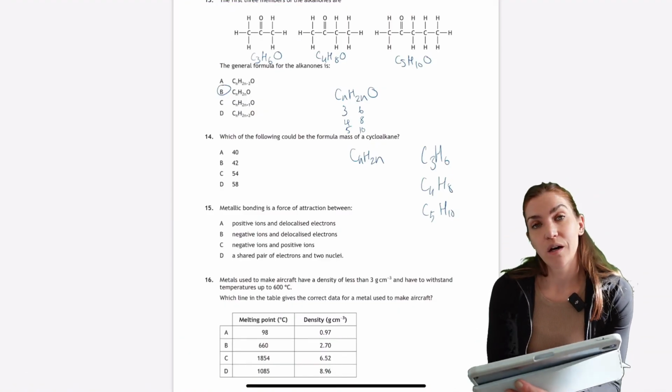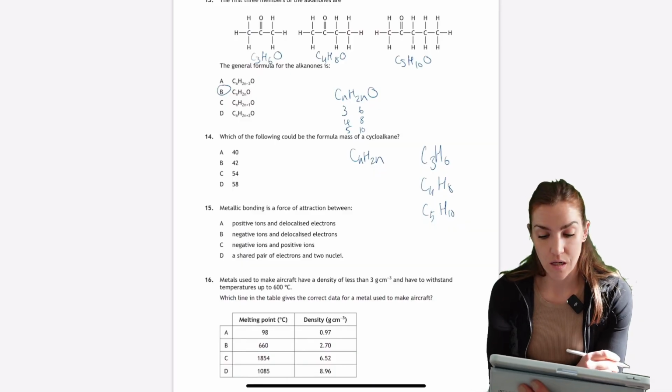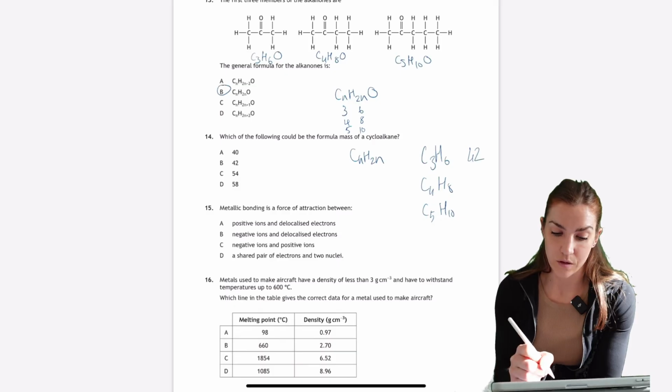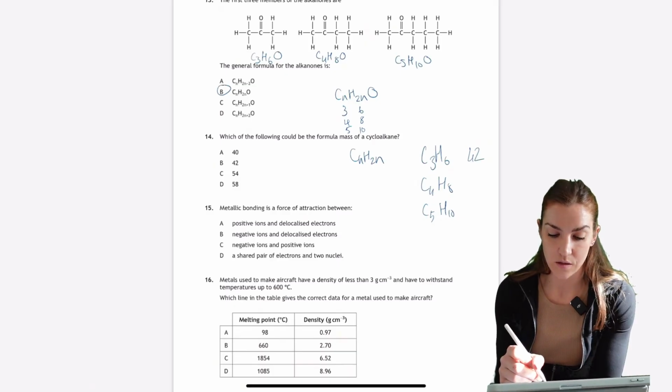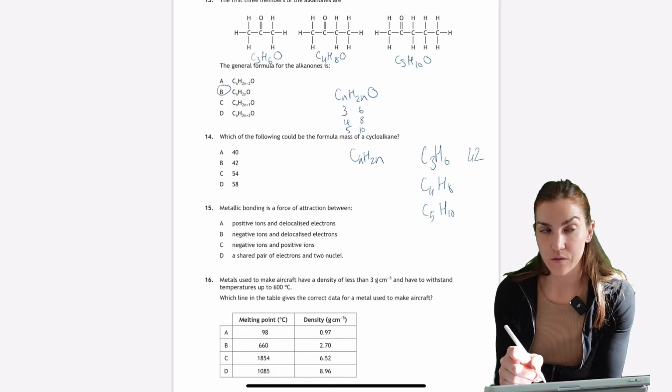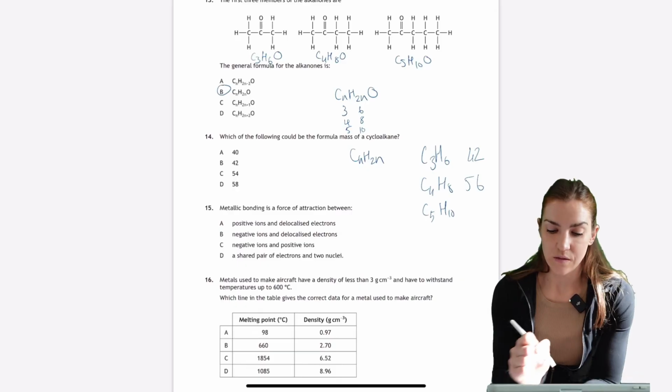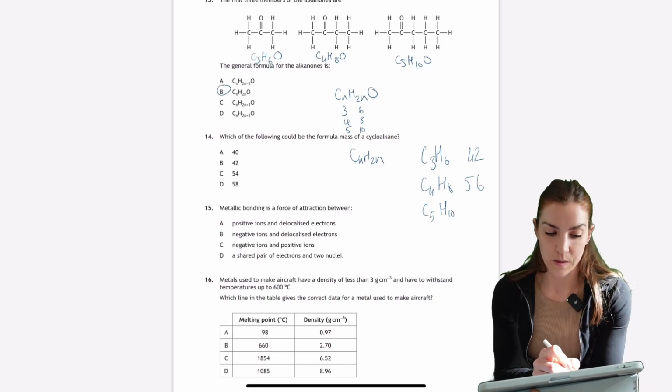So 3 times 12 is 36, plus 6 is 42. So that's probably going to be our answer, but we'll just check C4. So 4 times 12 would be 48, plus 8 would be 56, and that's not an option. And then C5H10 is going to be too big. So B is our answer.